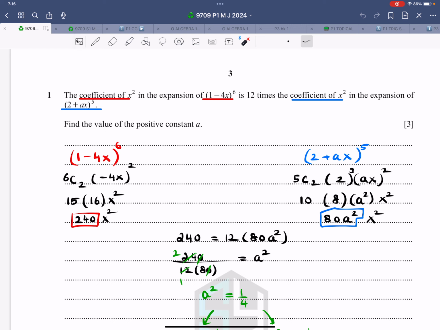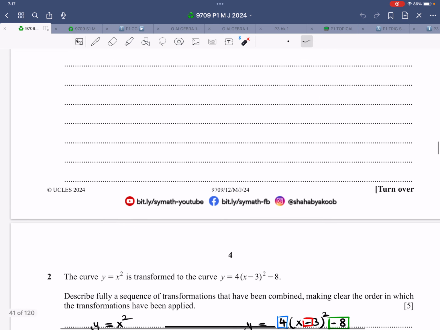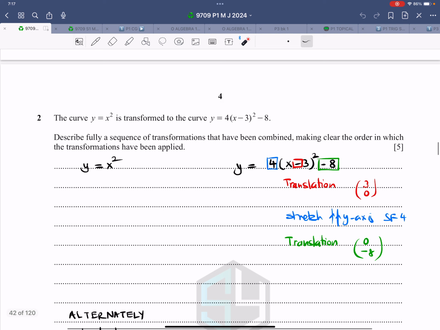So now in P1, remember, read everything very carefully. They're asking for the value of the positive constant a. So we equate the red with the blue. We solve, we get a square is 1/4. Write it down and then reject it. a is negative half, a is positive half, this is rejected, this is accepted. So that is the only answer. Question number 1 is done and dusted.